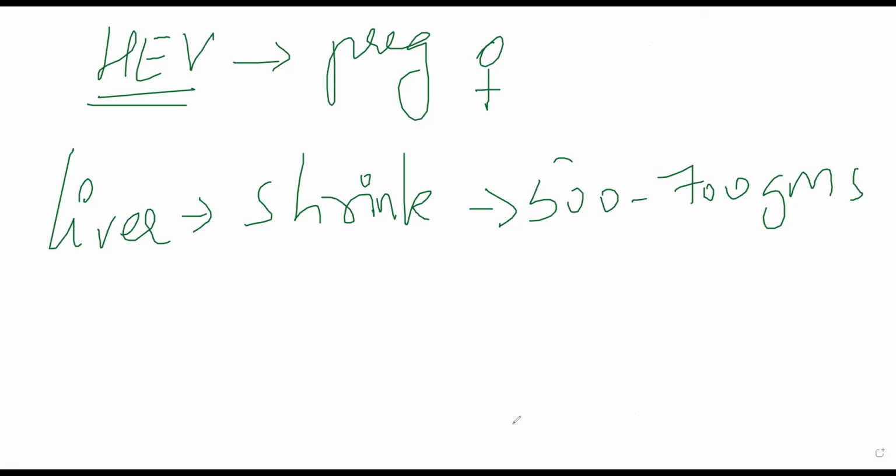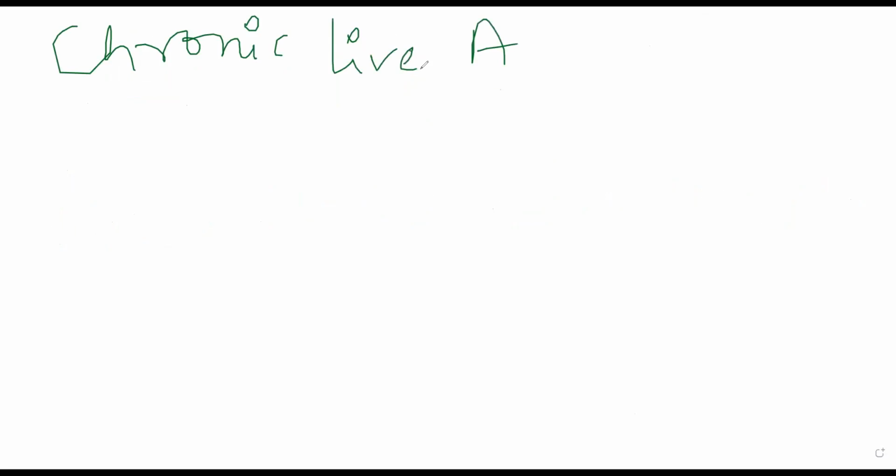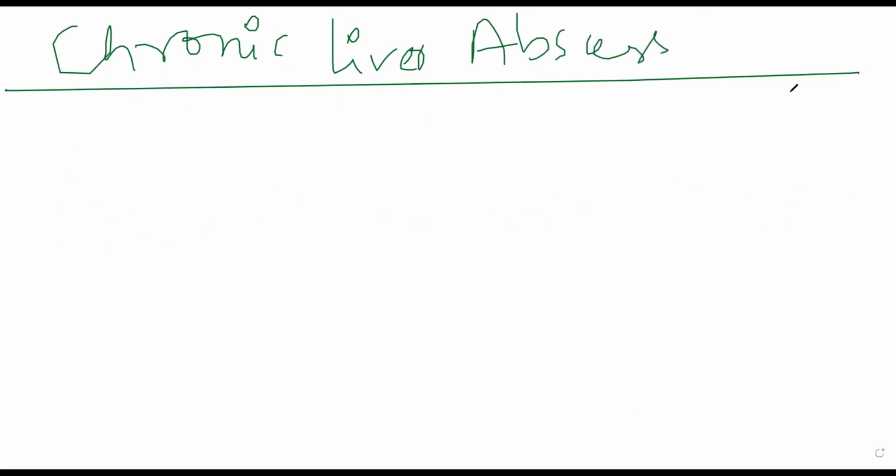Okay, now coming to liver abscess, you have the next topic, which is chronic liver abscess. Small topic, pretty easy. Essentially, an abscess is occurring. An abscess is essentially a collection of pus in tissue. It happens due to infection. It can happen due to other reasons as well, but more often than not, it is because of infection.